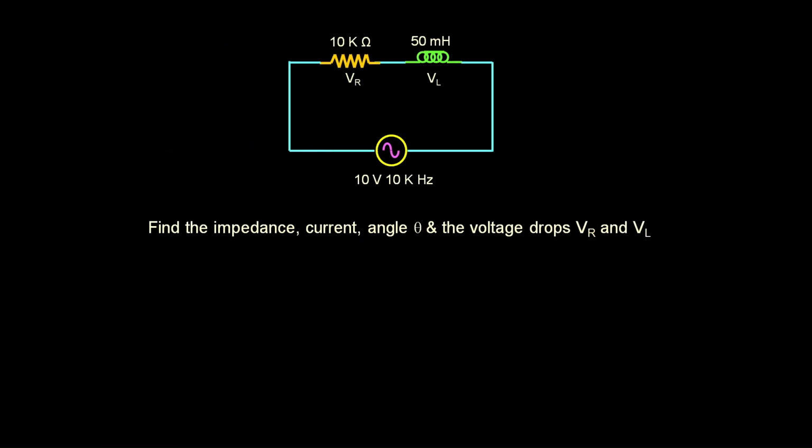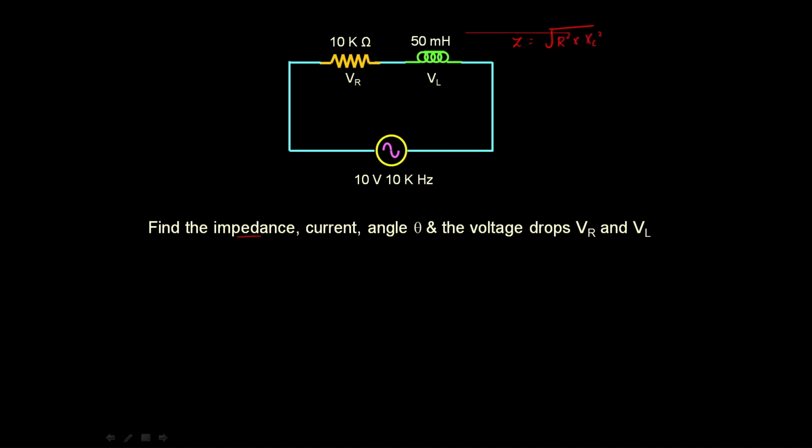Now moving on to the problem. What are they asking you? Find the impedance, current, angle, voltage drops, VR and VL. Okay, what are the formulas we know? First we have to find impedance. We know that impedance is the root of R square plus (XL) square.